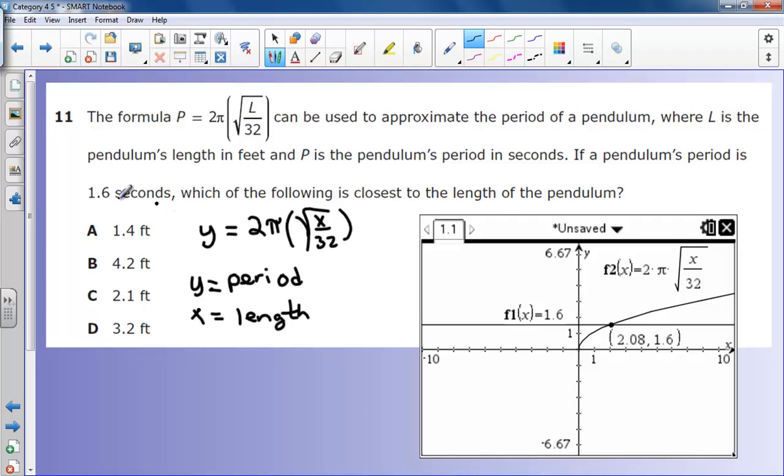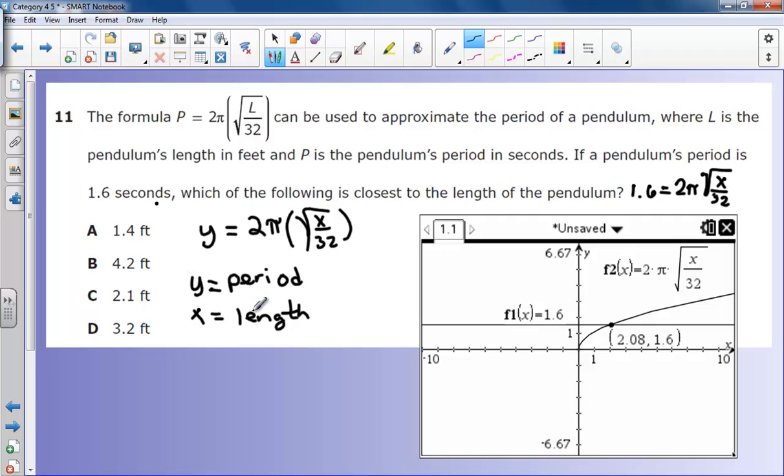So they told me that the P was 1.6. So what I did is I went ahead and set up an equation that looks like this. So I set 1.6, or P, is equal to 2 pi, and then everything else is going to stay the same. Square root of x over 32. And then I graphed my left side. Here's my 1.6. I graphed my right side, and I had to zoom out a little bit here, and I found my intersection point. Intersection is at 2.8, 1.6.